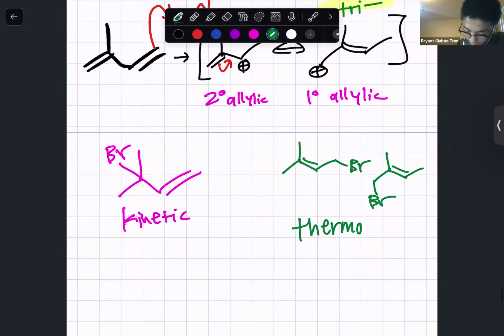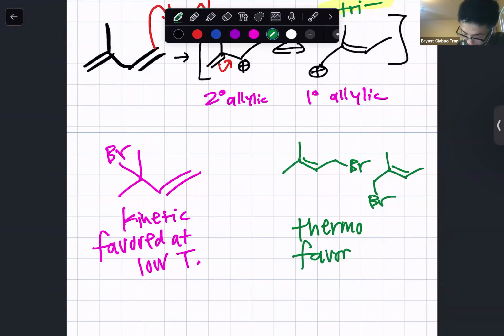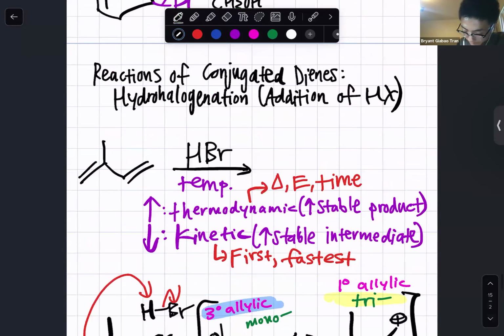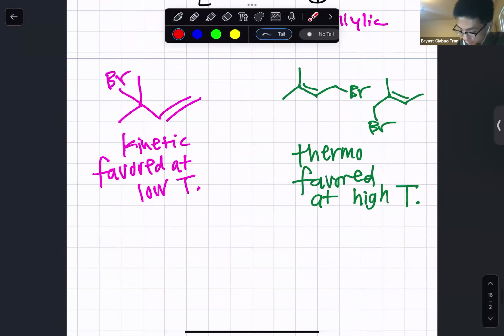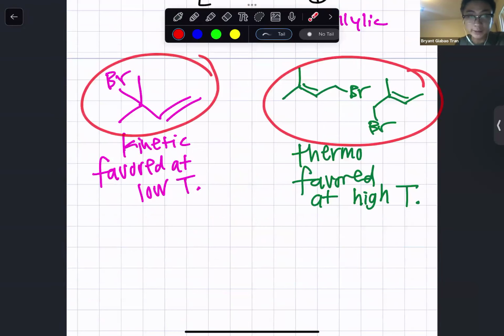Right. Where your kinetic product is favored at low temperature. And Mascal will tell you what that is for him. For thermodynamic product, it is favored at high temperature. Right. So on the arrow, you will see some kind of temperature. And then for the product, you will either draw these products or that product there, depending on the temperature.